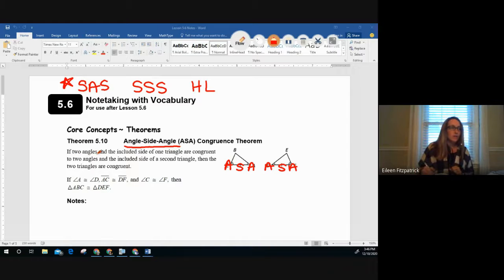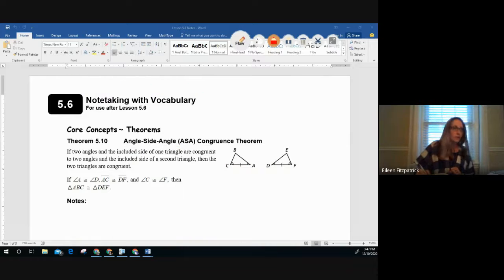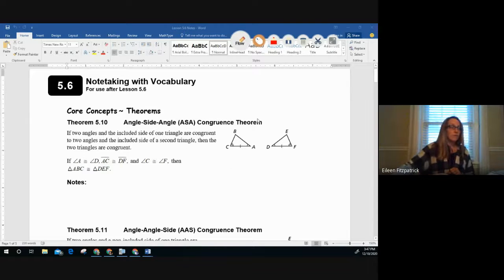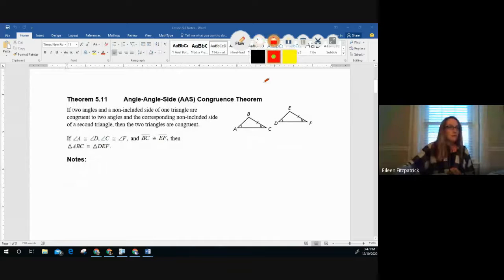It says if two angles and the included side of one triangle are congruent to two angles and the included side of the other triangle, then the triangles are congruent. So that's angle, side, angle. Next, moving down, angle, angle, side. Again, it's two angles and a side, but this time it's a non-included side. So we have angle, angle, side. If two angles and a non-included side of one triangle are congruent to two angles and the corresponding non-included side of the second triangle, then the triangles are congruent.